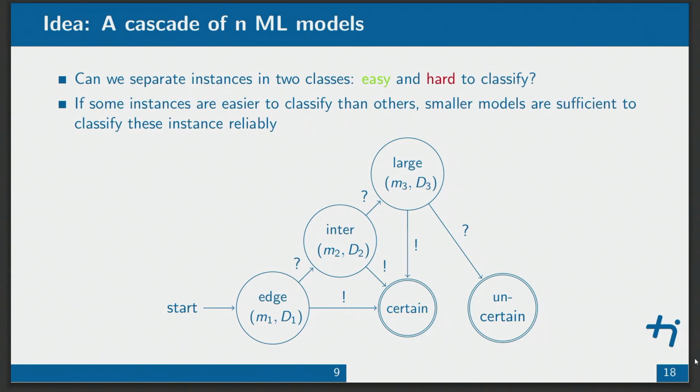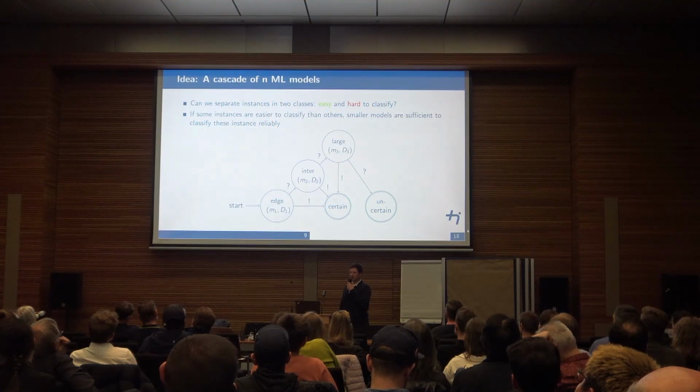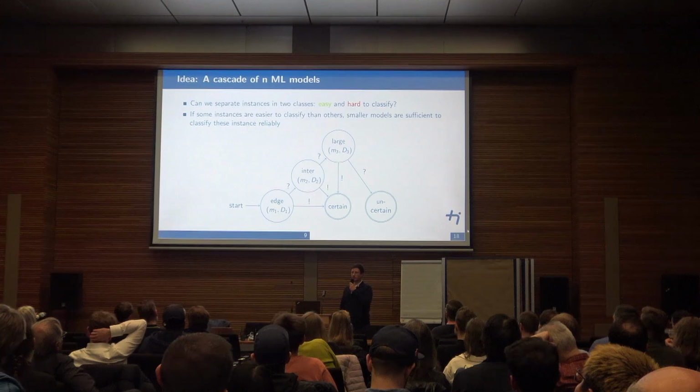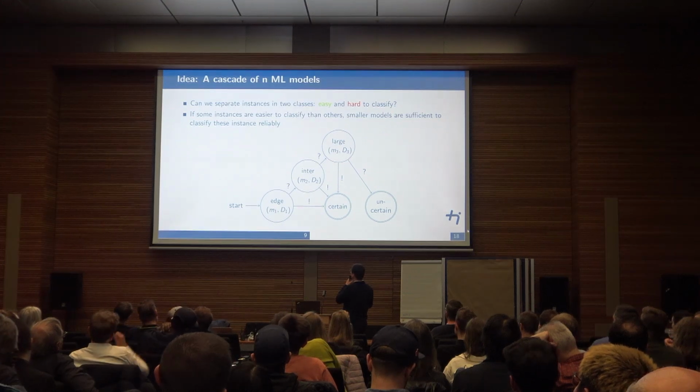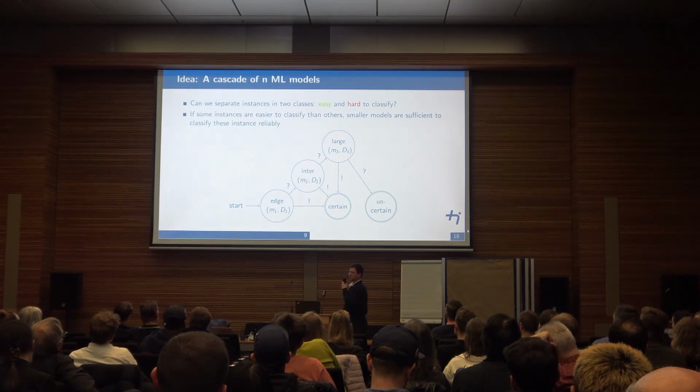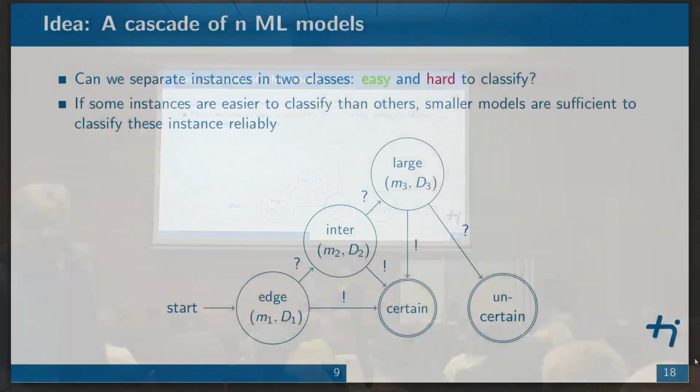So the basic idea here is that we always start in the edge layer with the smallest device. And if an instance is very easy to classify, so that the computational power of our edge device is already sufficient, then there's absolutely no need to delegate the decision to the two upper tiers. Then we can directly claim, all right, this prediction was certain.